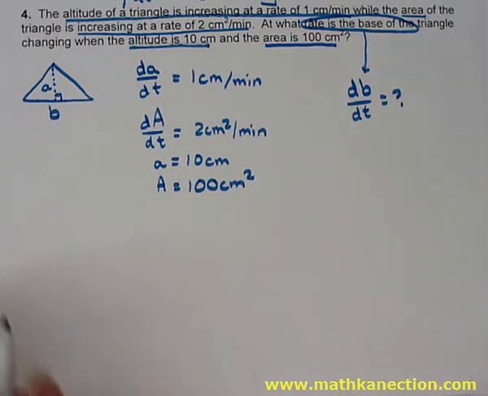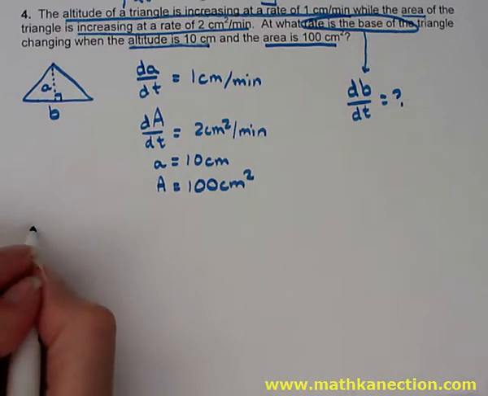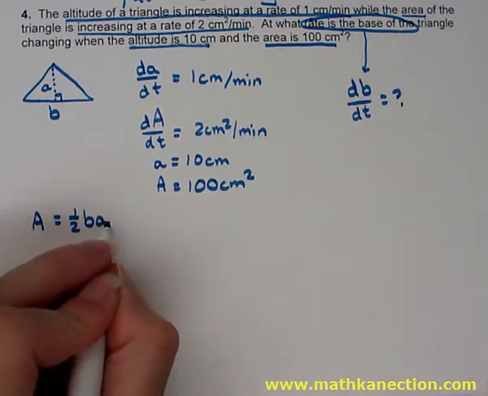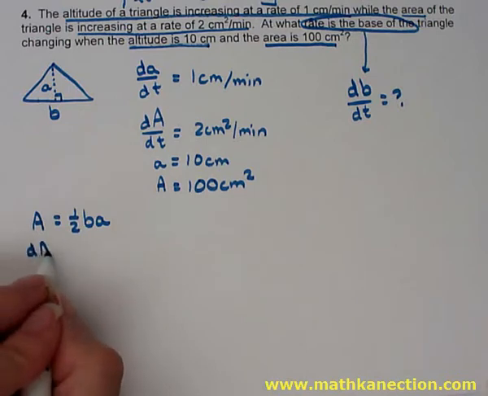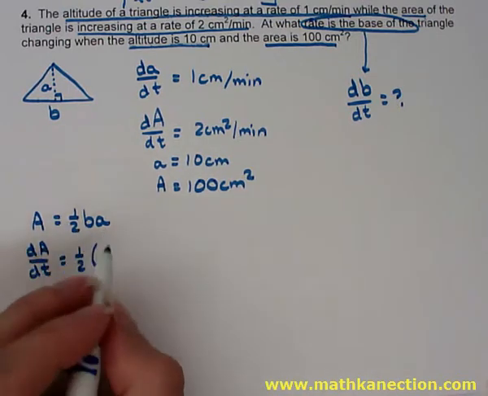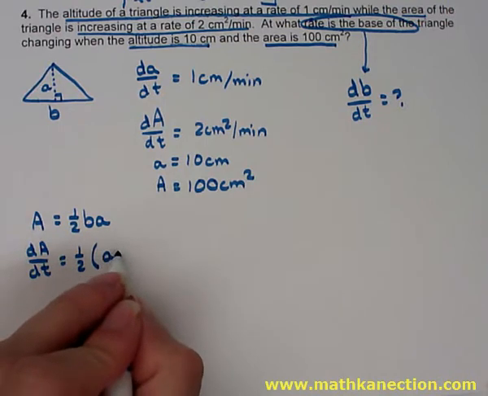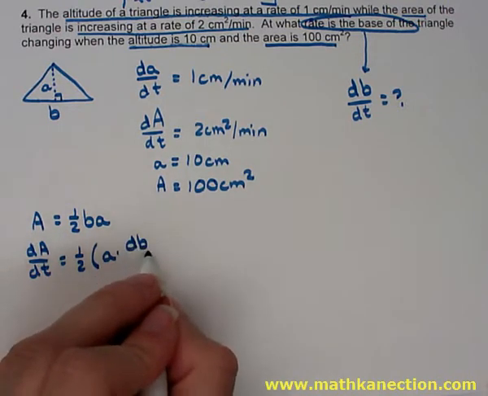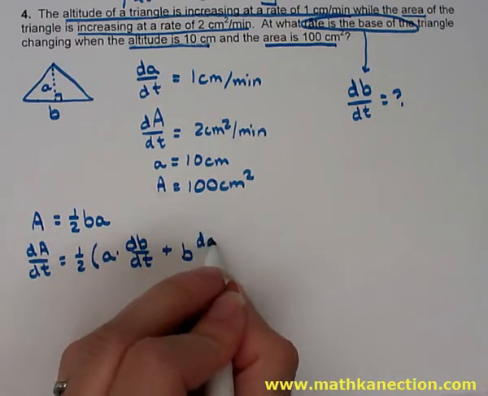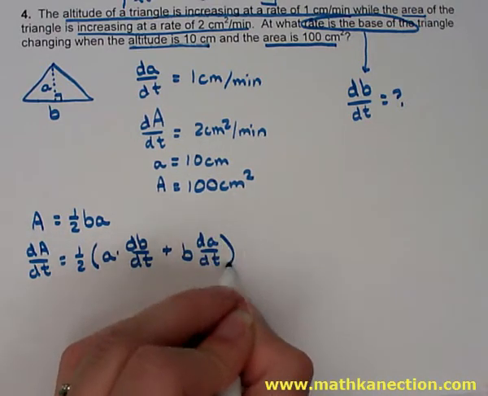So the formula for the area of a triangle is 1/2 base, which is b, times the altitude, which is the height, a. Taking the derivative, dA/dt is equal to 1/2. We have a product rule. So we have a times the derivative of b with respect to time, plus the b function times the derivative of the a function with respect to time.